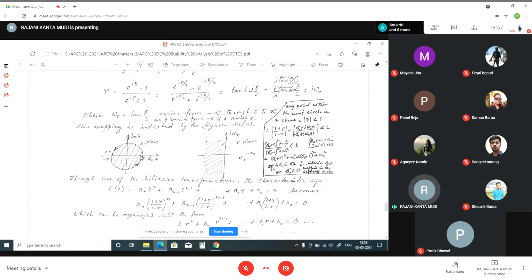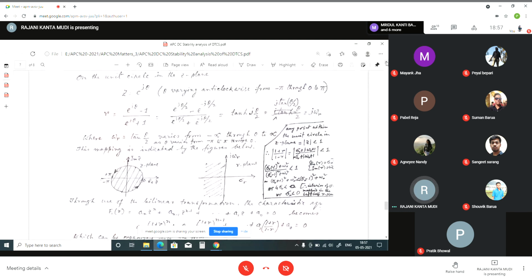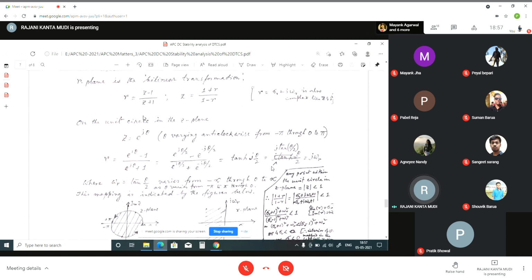That is why any point within the unit circle lies on the left half of the r plane, because sigma r is less than 0, negative. So that proves that this transformation maps the unit circle in the z plane to the left half of the r plane, including the imaginary axis.